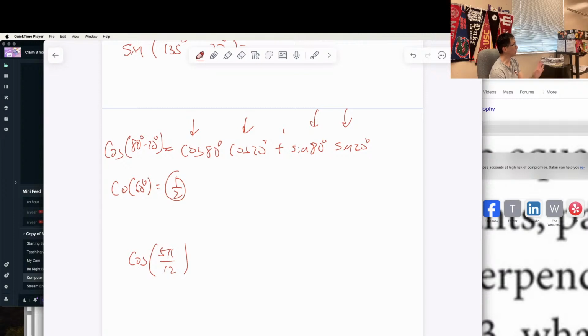Well, in terms of 12, think about 5 pi over 12. You can break it down like pi over 12 plus what? 4 pi over 12, right? But the problem is, is pi over 12 on the unit circle or no? No. So think about a combination where you have both of them on the unit circle.